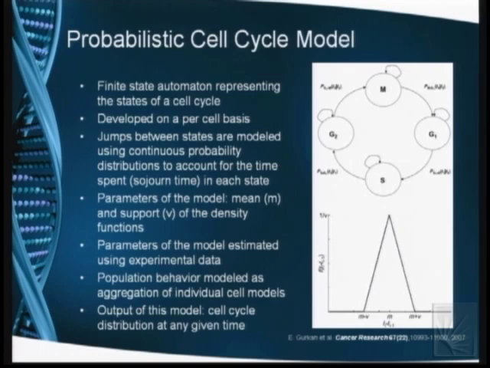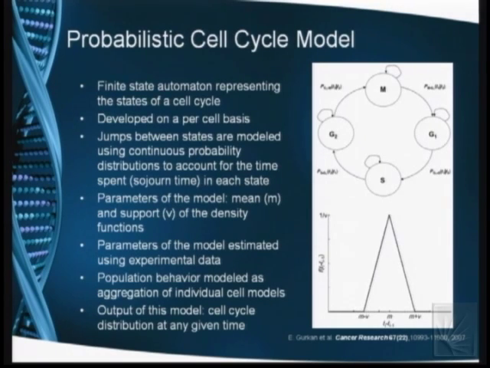So we developed a probabilistic cell cycle model to represent the cell cycle dynamics. It's a finite automaton model, and it has 4 states. Those are the same states as the cell cycle. And we have developed these models on a per cell basis. What it means is that for each cell in a cell population, one of these models will be running, and then you calculate the population behavior by the aggregation of these single cell models.